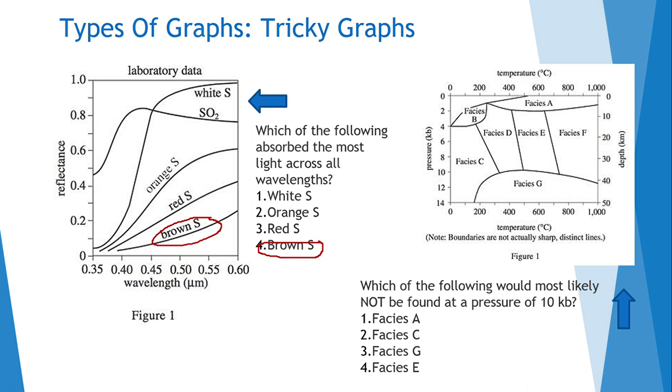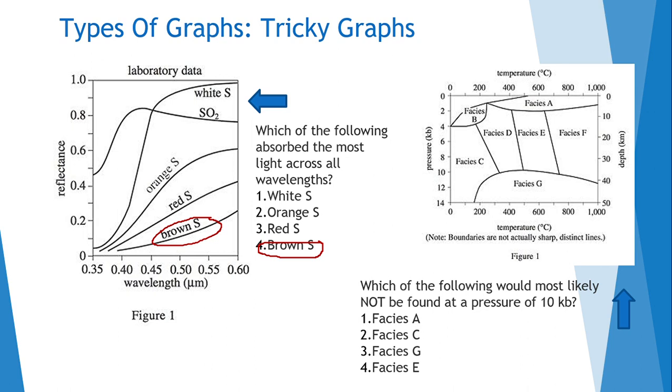Okay, now the next question. Which of the following would most likely not be found at a pressure of 10 kb? I don't need to know what kb is. I don't need to know what actually any of these variables are, because usually the ACT or SAT or whatever test you're taking will not ask you to convert between variables unless it's very, very well known what that conversion is. So don't stress about understanding what some of these variables are.